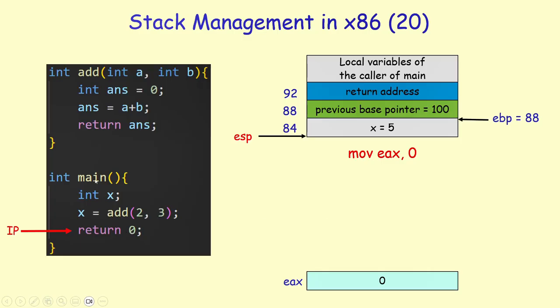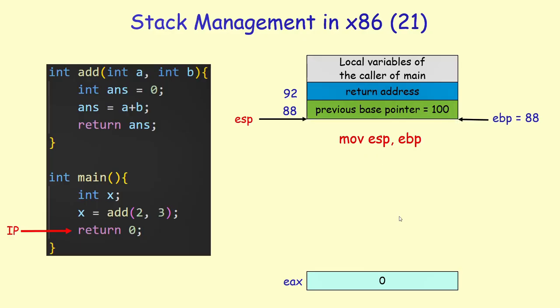Now, before I return from the main back into the caller, I need to destroy the call frame for main. Remember, I need to do the reverse operation. So I need to first wipe out the space that I allocated for the local variables of main, which is just the integer variable. And it's very simple. You wipe out all the local variables with just one instruction, which is move ESP, EBP. Remember, EBP, the base pointer, is pointing to the base of the call stack for the main function. If I just copy the value that's stored in EBP into ESP, now ESP is also pointing to the same location. That means with one instruction, I have wiped out all the local variables.